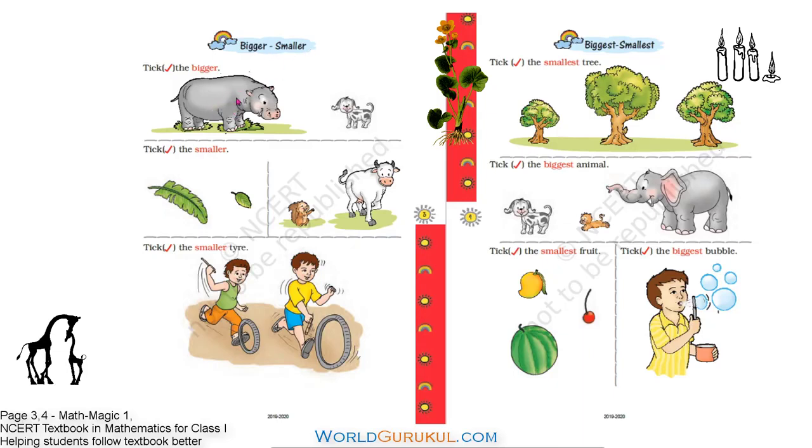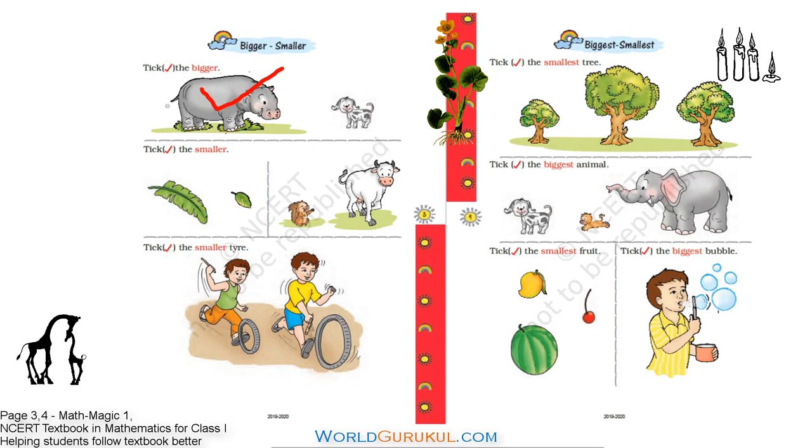Let us learn which is bigger, which is smaller. If you have two things or two persons, you can make a comparison. If you have anything in two, then you can say which is bigger and which is smaller. So here in this case, this is a hippo and this is a dog. Can you tell me which is bigger, which is smaller? The hippo is bigger, right? You tick on this hippo.